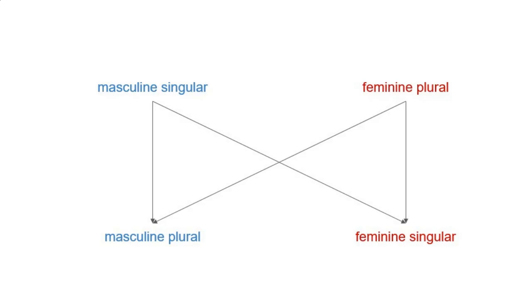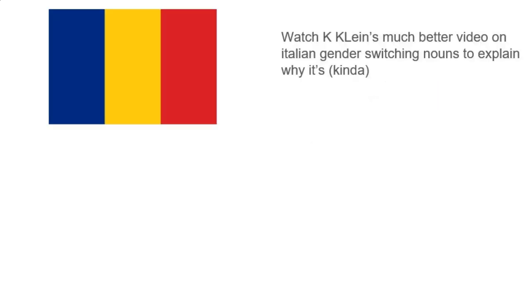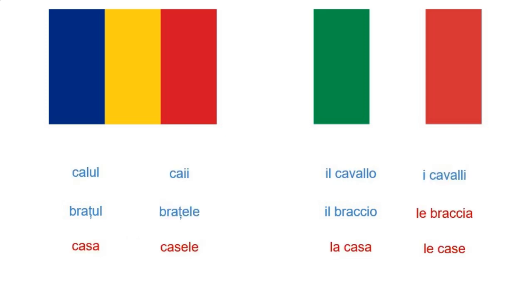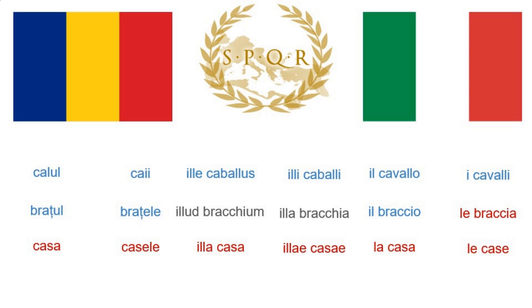Okay, if it's not that, then maybe it's a cross-category thing, like in Romanian, or, kinda, Italian, where some nouns that are masculine in the singular are feminine in the plural. However, this is actually a remnant of Latin's three-gender system.